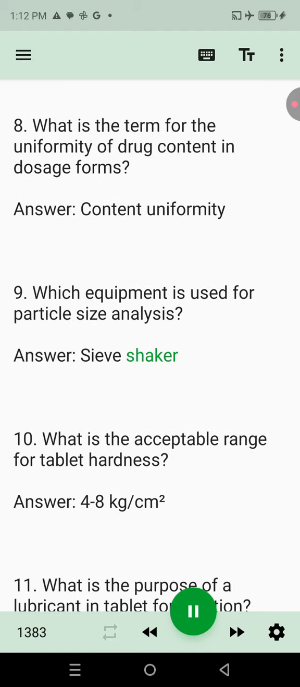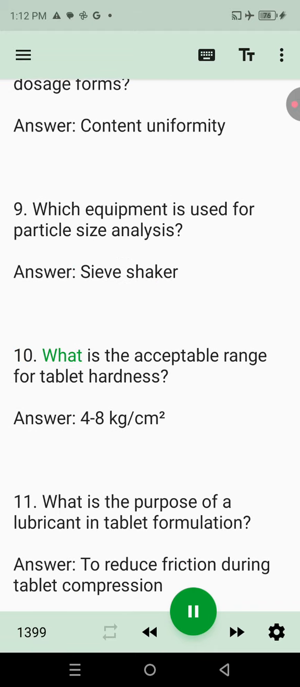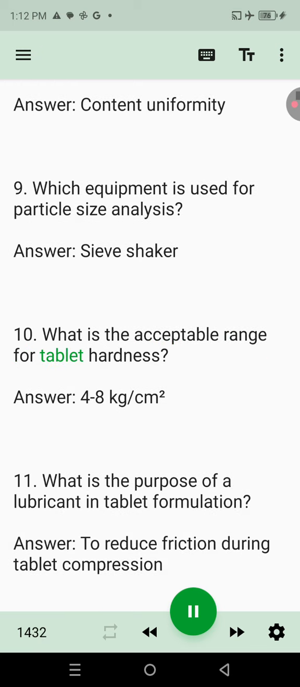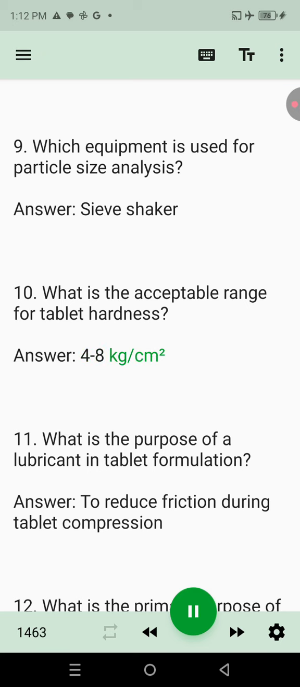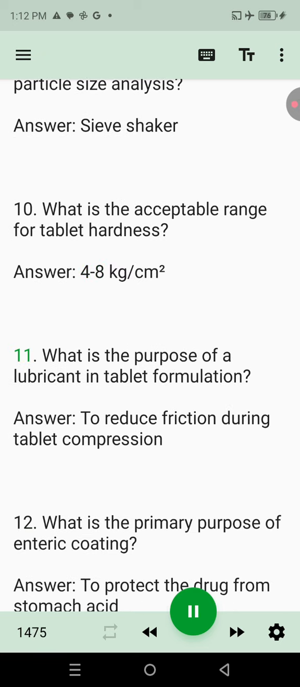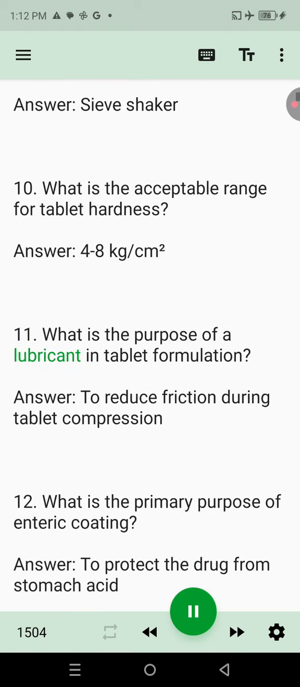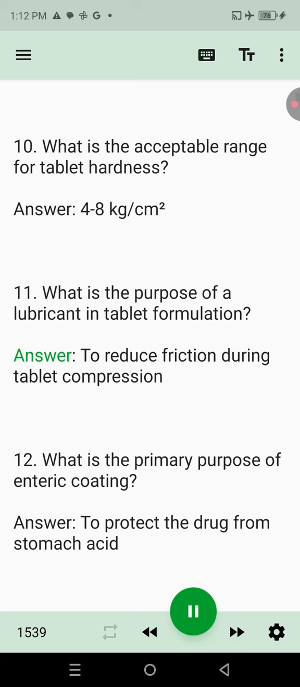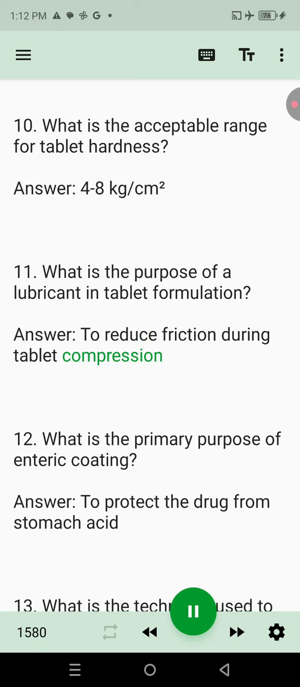9. Which equipment is used for particle size analysis? Answer: sieve shaker. 10. What is the acceptable range for tablet hardness? Answer: 4 to 8 kg per square centimeter. 11. What is the purpose of a lubricant in tablet formulation? Answer: to reduce friction during tablet compression.